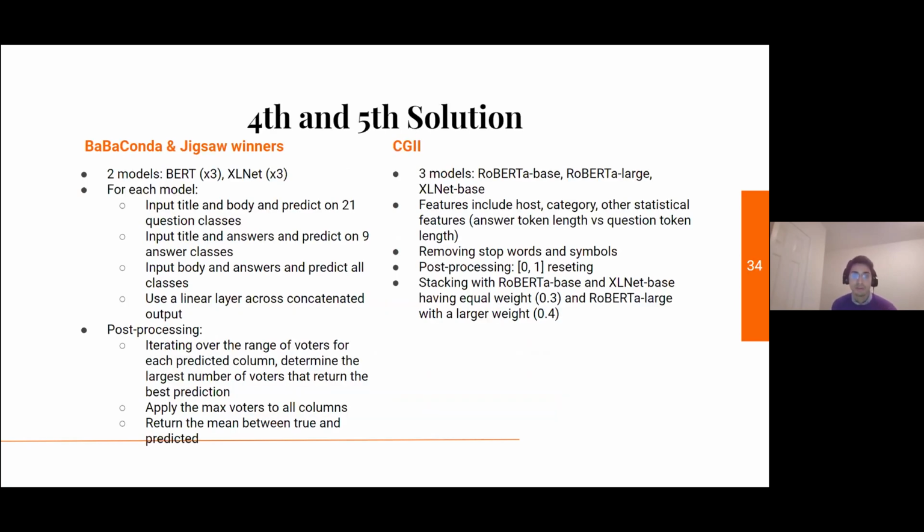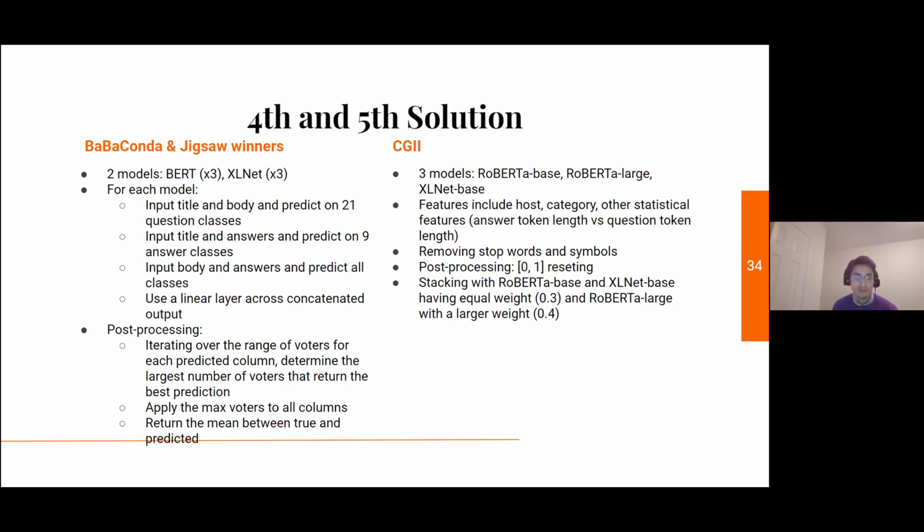And then the final fourth and fifth competitors here were Babaconda and CGI. So Babaconda utilized, in total, 6 models, so 3 BERT and 3 XLNet. And then for each model, they placed the input, the question title and body, and then they predicted 21 question classes, and then they inputted the title and answers, and then predicted on the 9 answer classes. And then they only used the body and answers to predict all 30 classes. And then they finally used a linear layer across all 3 and concatenated the output. And this same architecture applies for the 3 XLNets that they used.